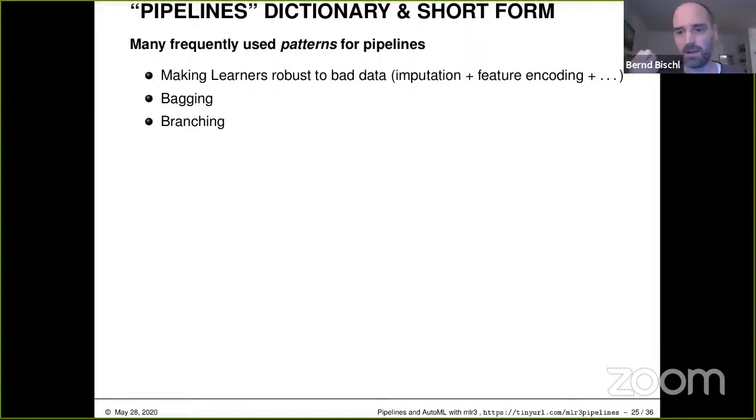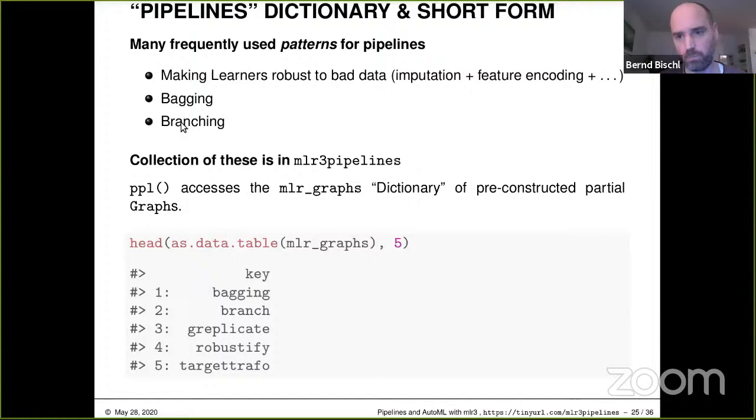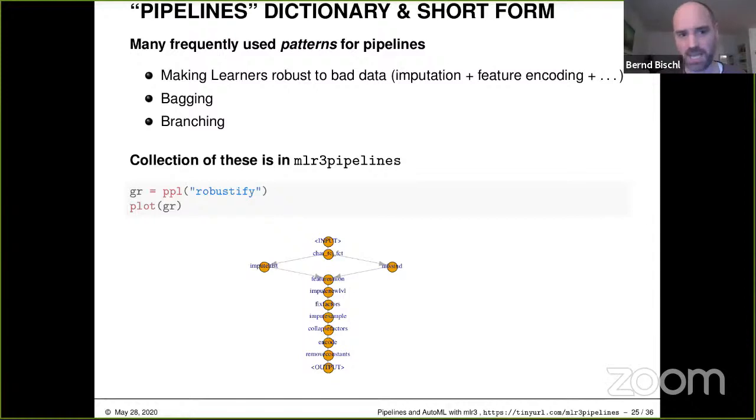How about if there's a little convenience call available to me so that I can do this just with a single function call? Or for example, bagging is a pattern or branching is a pattern. And we now have begun to organize them also in an mlr_graphs dictionary, where at the moment, like I said, there's only a few of these patterns available, like this robustify here, which does something like this, or target trafo. So this is where to achieve a certain feature, you have to write down a couple of nodes, and you might want to do this in a shorter manner. So for example, you could now have a look at what robustify actually does. And as you can also see, you can now plot partial graphs here.